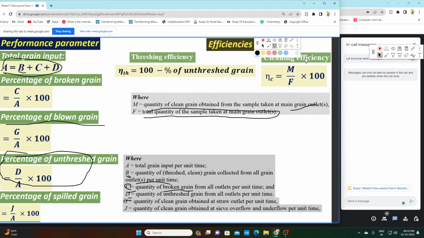So whenever we are talking about cleaning efficiency, we are talking about grain at the main grain outlet only. So M by F: F is the total quantity of sample taken at the main grain outlet, and M is how much of this sample is clean grain. So M by F into 100 is your cleaning efficiency. So this is about the performance parameters and efficiency of the thresher.